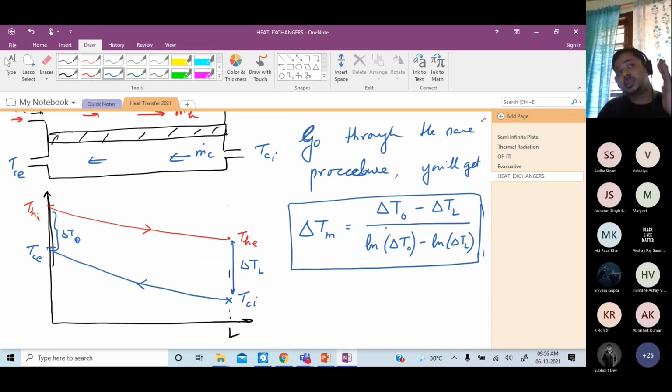Now, at the two ends, what are those two temperatures? Just from knowing what is parallel and counter flow, you can very easily say that. For parallel flow, delta T0 is the difference of inlet temperatures and delta TL is the difference of the outlet temperatures. But for counter flow, it is the inlet of fluid 1 minus exit of the other fluid at one end, and the exit of fluid 1 minus inlet of fluid 2 at the other end. So this is the way to remember. Otherwise, these are very similar equivalent expressions. Okay.